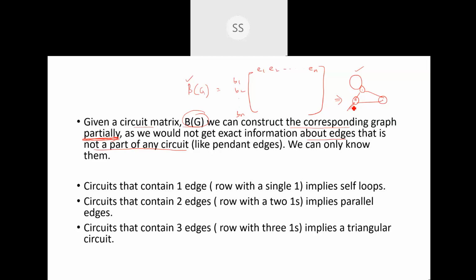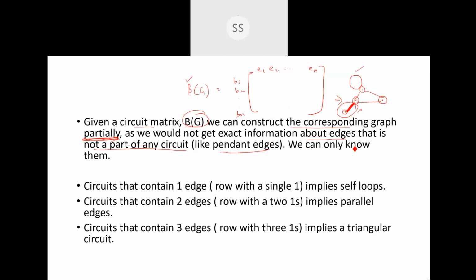Which are the edges which are not included? Imagine I have this particular edge. Is it forming a circuit? It is not forming a circuit, so the information of this particular vertex is lost. I cannot draw this edge and this vertex because that information is not there in my circuit matrix at all. That is why, if you have a pendant edge, that is an edge connecting a pendant vertex, that information will not be there. We can only know that such an edge exists, but we will not be able to draw any conclusion from it.